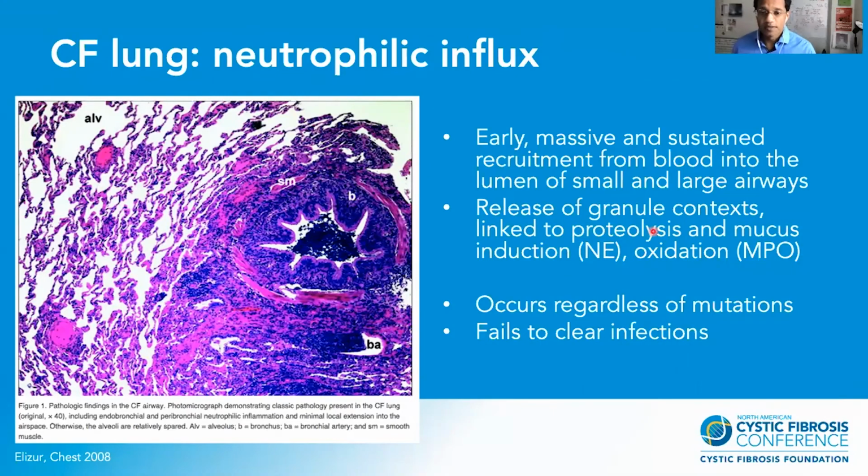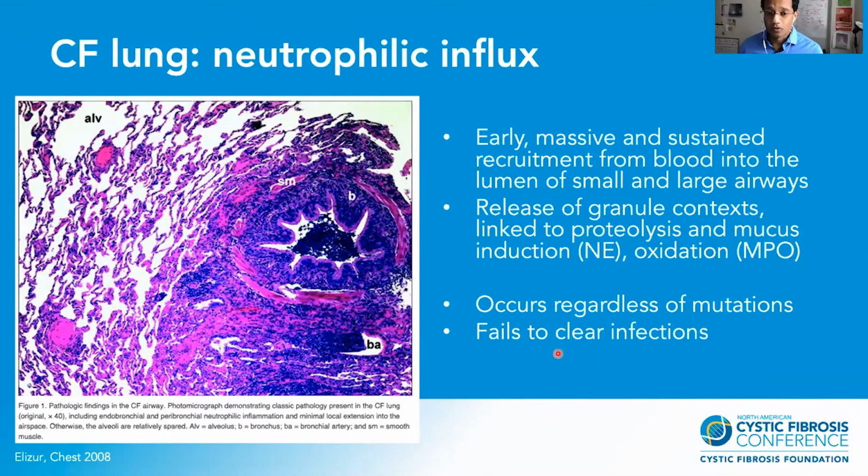It is a protease, so it leads to proteolysis of the extracellular tissue. And it also leads to induction of mucus production by the epithelial cells. In the same granule as NE, myeloperoxidase, which is the enzyme that makes bleach, is also released, and that leads to the formation of a lot of oxidants in the lumen. This occurs regardless of mutations of the CFTR. So you can have mild mutations of the CFTR and have neutrophilic inflammation, okay?